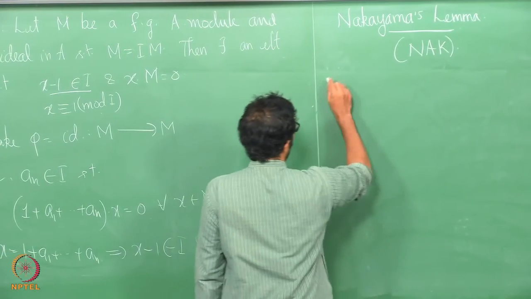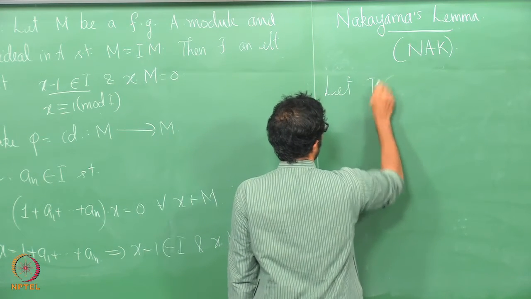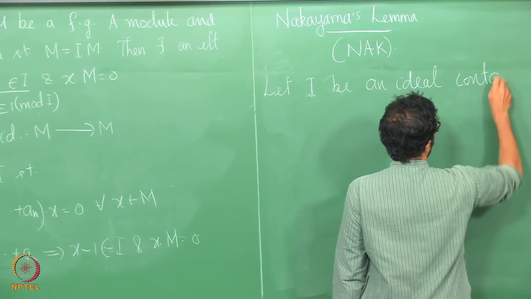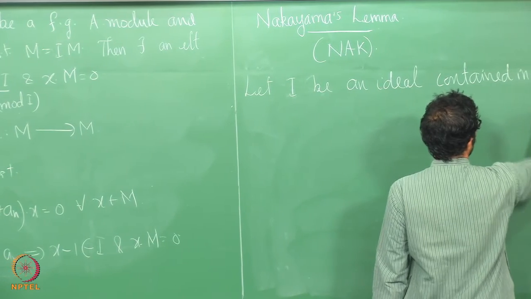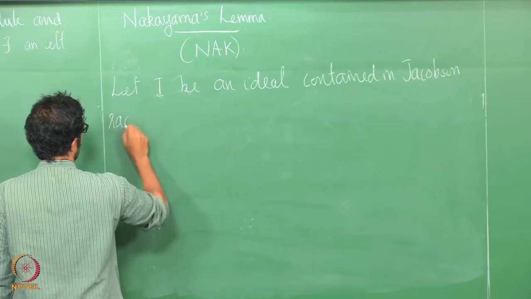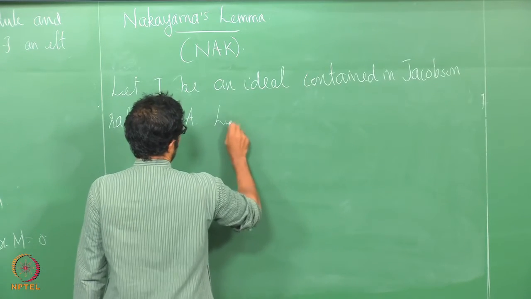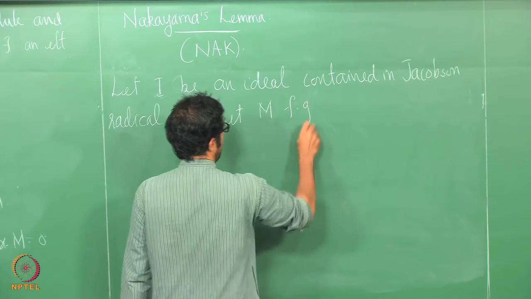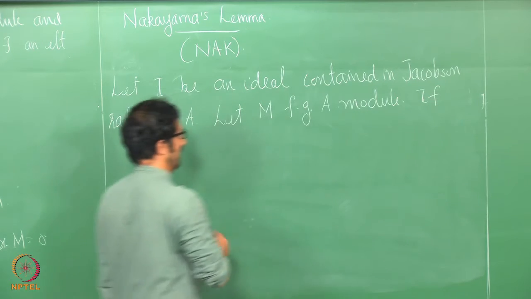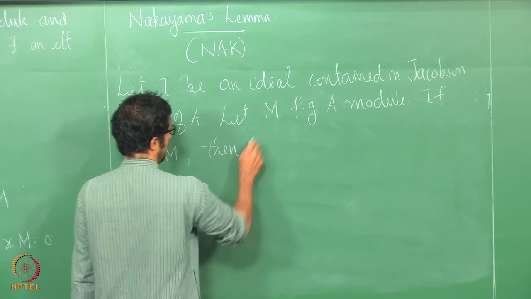So what does this theorem say? Let I be an ideal contained in the Jacobson radical of A, let M be a finitely generated A module. If IM is M, then M is 0.